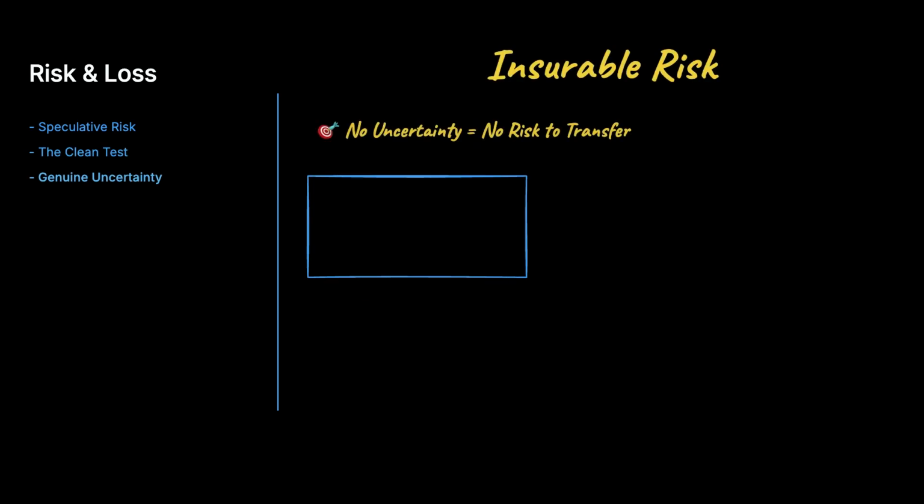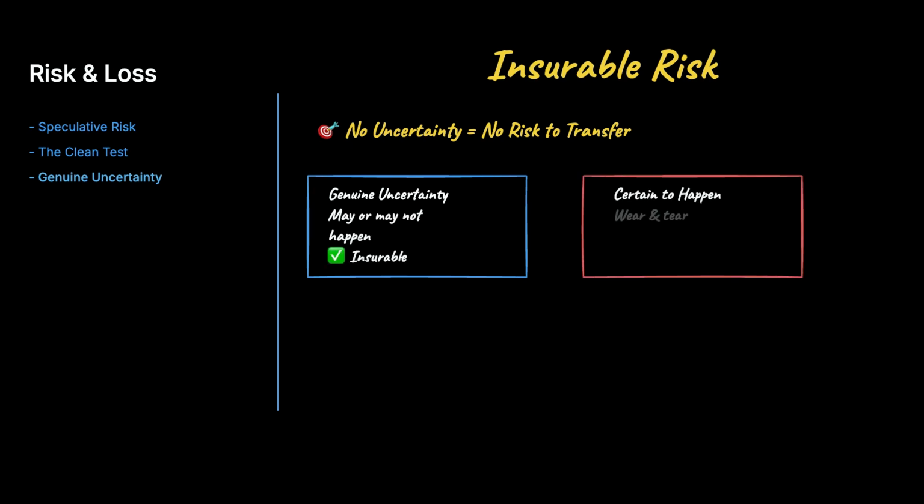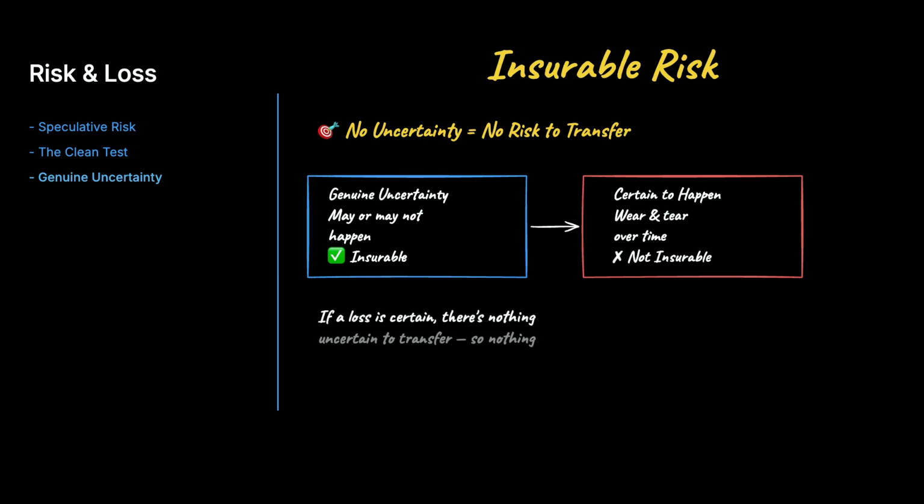One insight sounds almost philosophical, but shows up on the test. Insurance only covers losses involving genuine uncertainty. If a loss is absolutely certain to happen, there is no uncertainty, and with no uncertainty, there is no risk to transfer. That is partly why ordinary wear and tear is never covered. No uncertainty, nothing to insure.